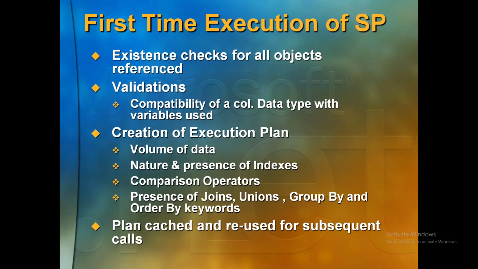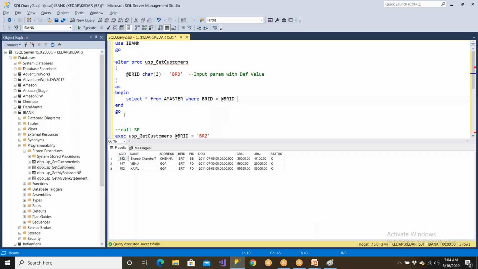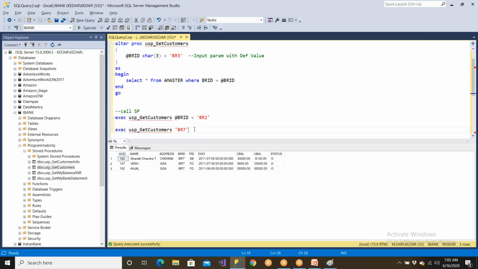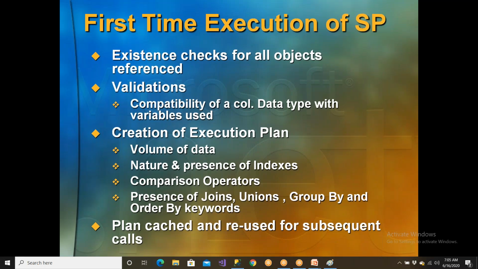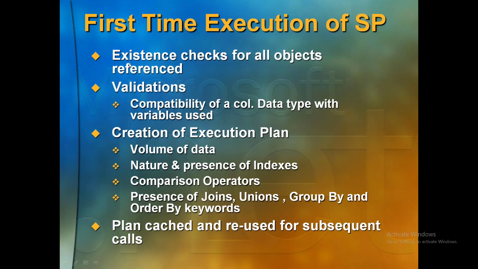Now, the first time you're calling. So this is the proc I have created. Now, the first time I'm calling like this. I have called it many times now, but the first time I'm calling, what are the things the SQL Server is going to do? Step number one is this: existence checks for all objects referenced. The second one is validation of compatibility of column name and data type with variables used or parameters used.